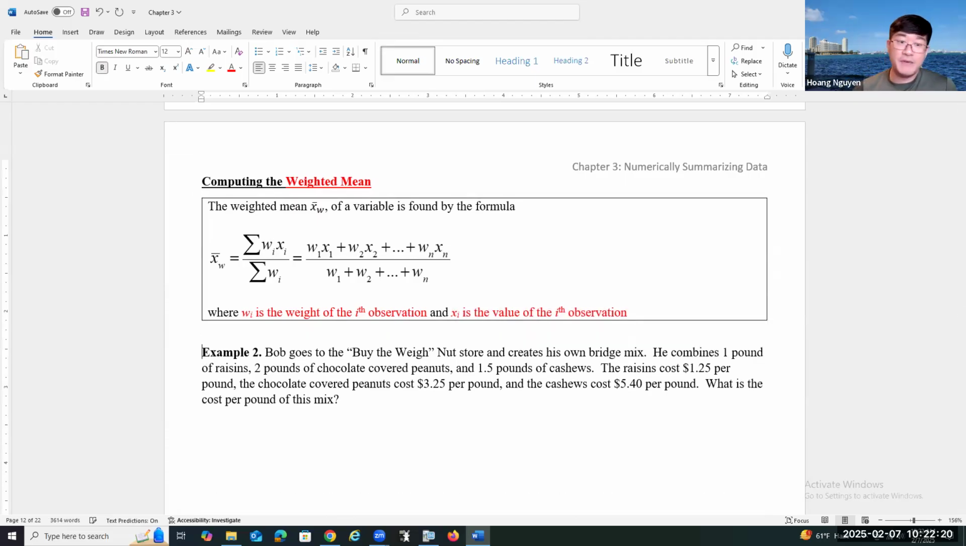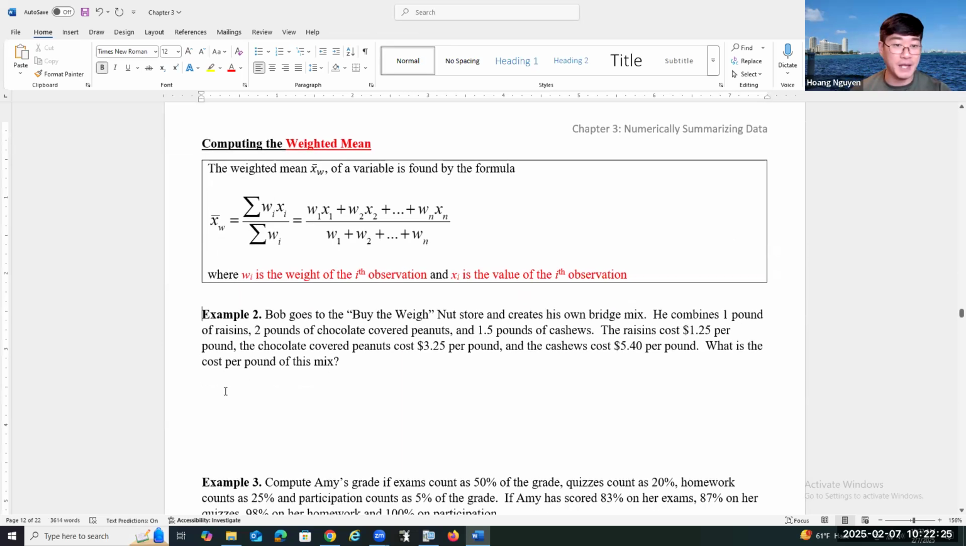Now let's give it a try for example number 2. This person wants to buy something. He combined 1 pound of raisin, 2 pounds of chocolate, and 1.5 pounds of cashew. The raisin is going to cost him $1.25 per pound, the chocolate $3.25 per pound, and the cashew $5.40 per pound. What's the cost per pound? It looks like it's going to be the weighted mean. So how much is the cost per unit of weight, which is the pound?